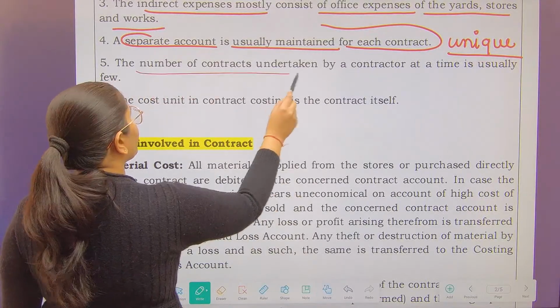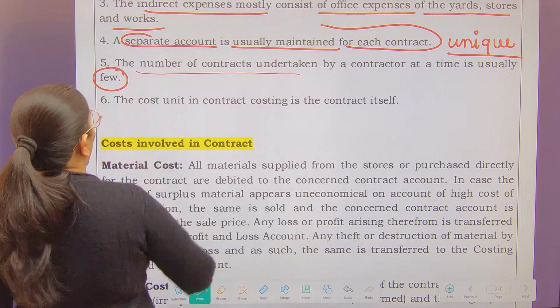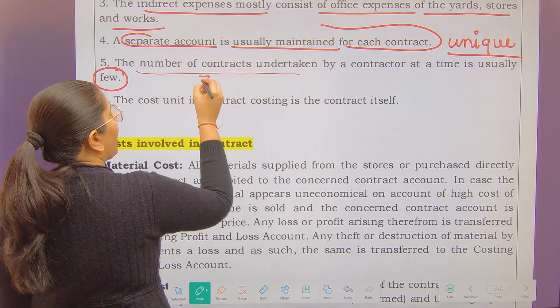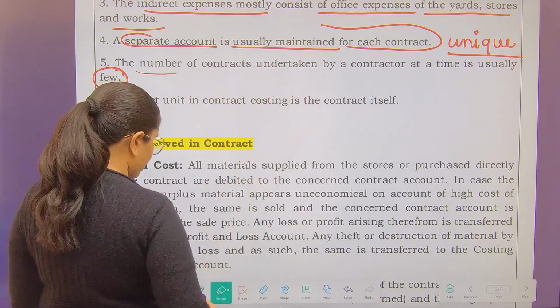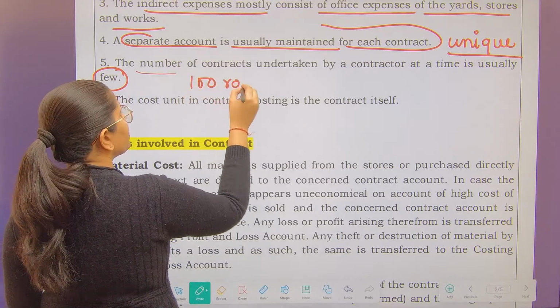The number of contracts undertaken by a contractor at a time are few. Obviously, you cannot take the contract of building 100. You cannot take the contract of building 100 roads, right? That is not possible.